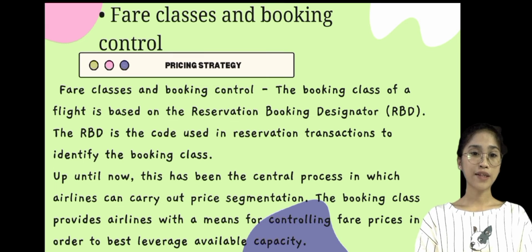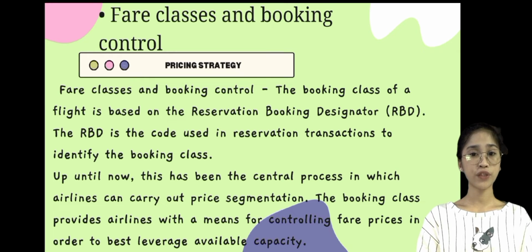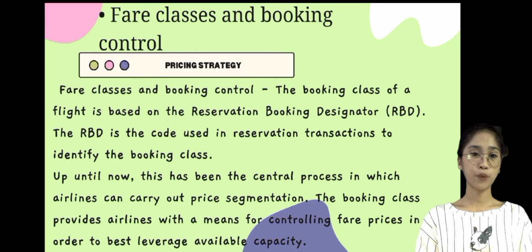Fare classes and booking control. For fare classes and booking control, the booking class of the flight is based on the Reservation Booking Designator or RBD. The RBD is the code used in reservation transactions to identify the booking class. Up till now, this has been the central process in which airlines can carry out price segmentation. The booking class provides airlines with a means for controlling fare prices in order to best leverage available capacity.